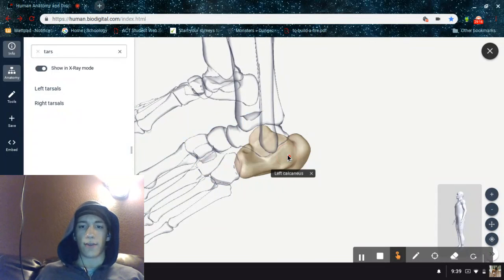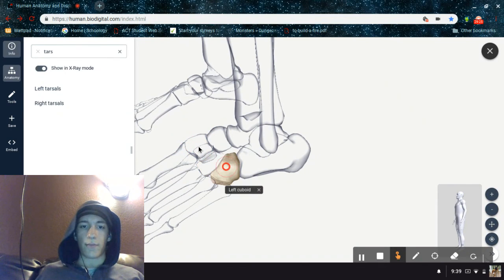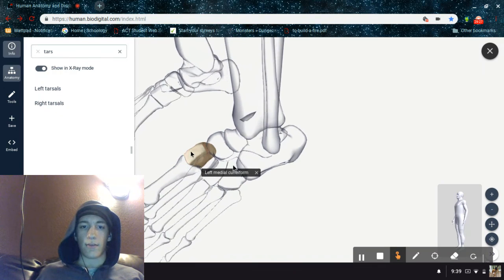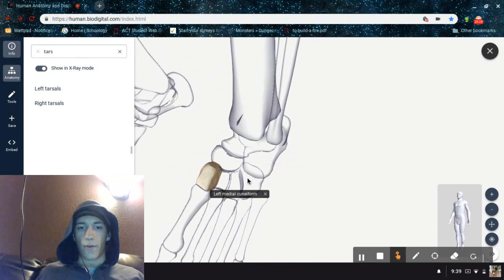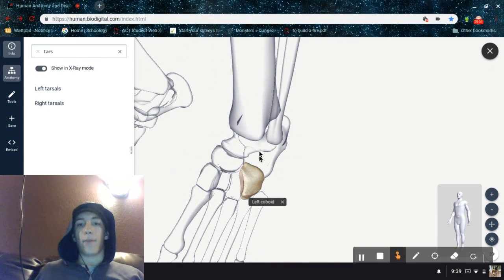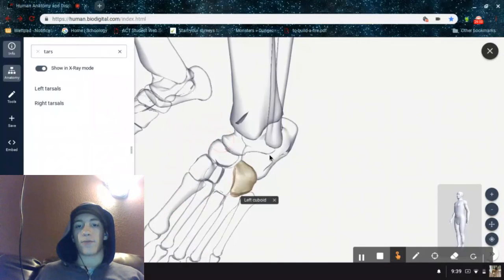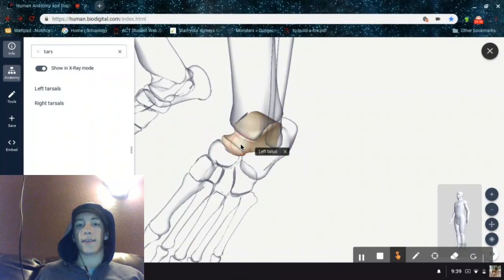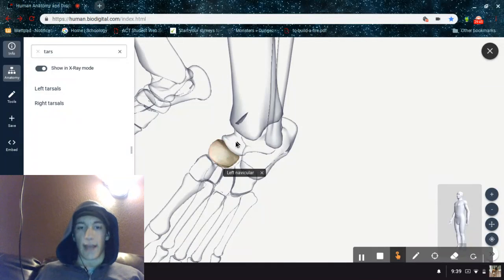So this is your calcaneus. This is your talus. This is your navicular. These three are your cuneiforms, and this is your cuboid. How to remember that: your calcaneus is the biggest one. It's also your heel bone. Your talus is the one that starts your talon of your foot. It articulates with your fibula and tibia. This is your navicular. It articulates with the talus. This is your cuboid. You remember that because it's cubes.